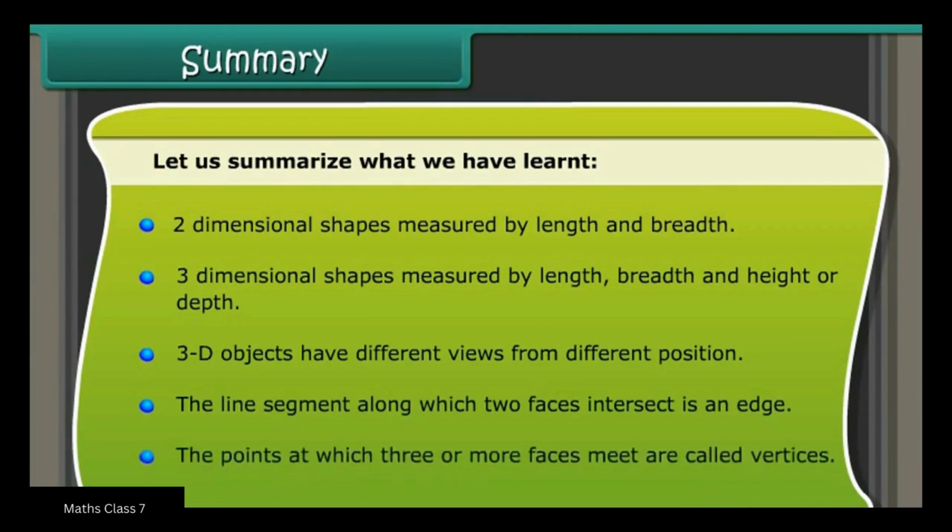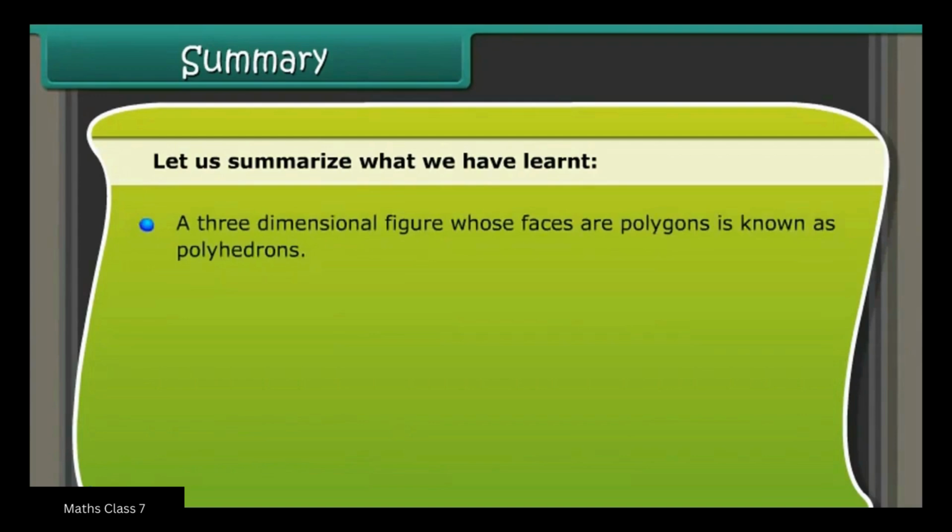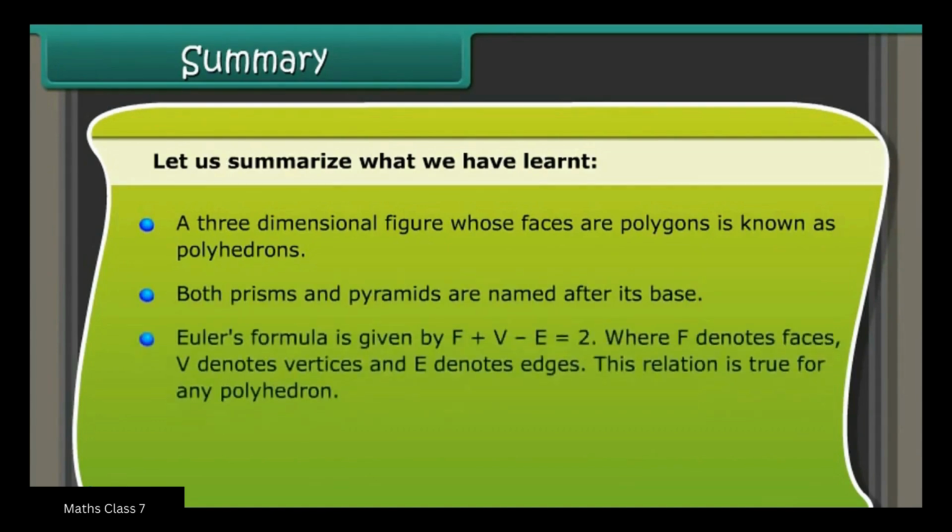The points at which three or more faces meet are called vertices. A three-dimensional figure whose faces are polygons is known as a polyhedron. Both prisms and pyramids are named after their bases. Euler's formula is given by F plus V minus E is equal to 2, where F denotes faces, V denotes vertices, and E denotes edges. This relation is true for any polyhedron.